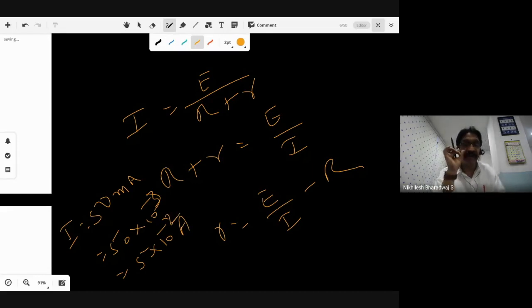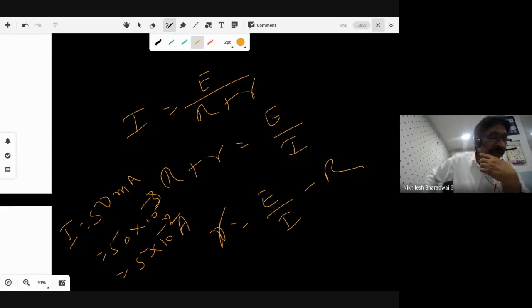You should be very careful. It is a milliampere. Sometimes they give microampere or sometimes they give directly ampere. Those conversions, you should be very cautious about. So you can go for that. Then, coming back to the seventh one. What is the seventh one?